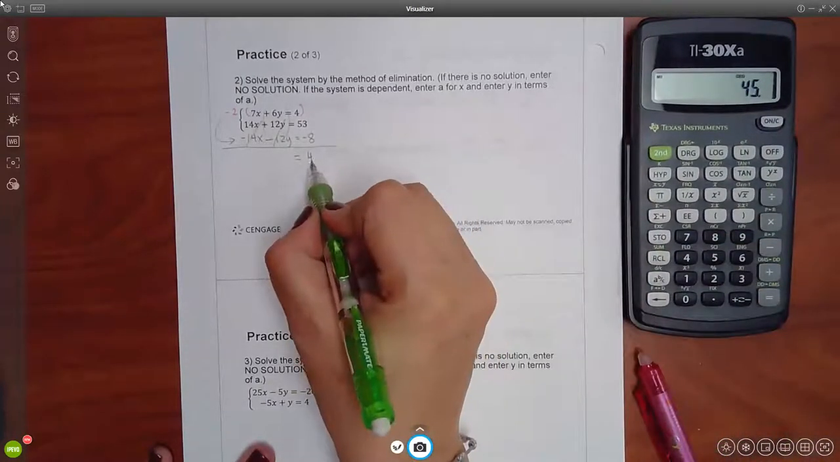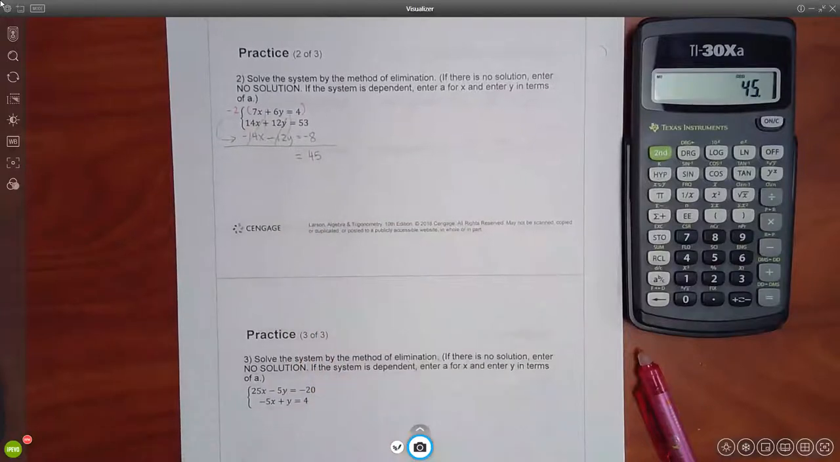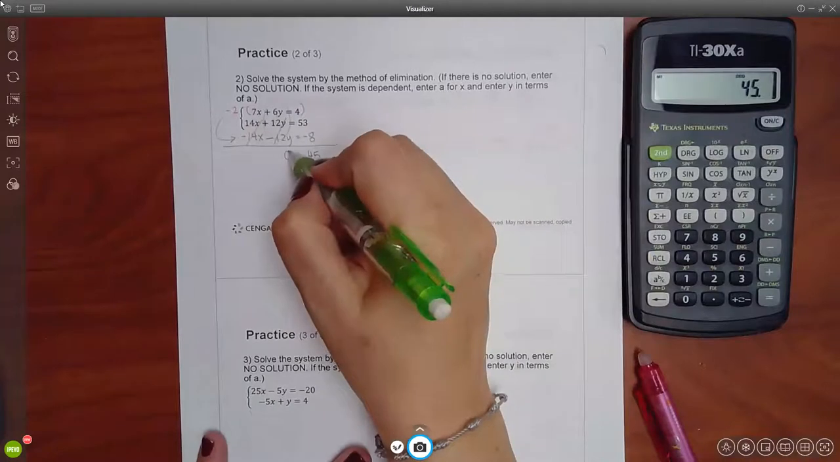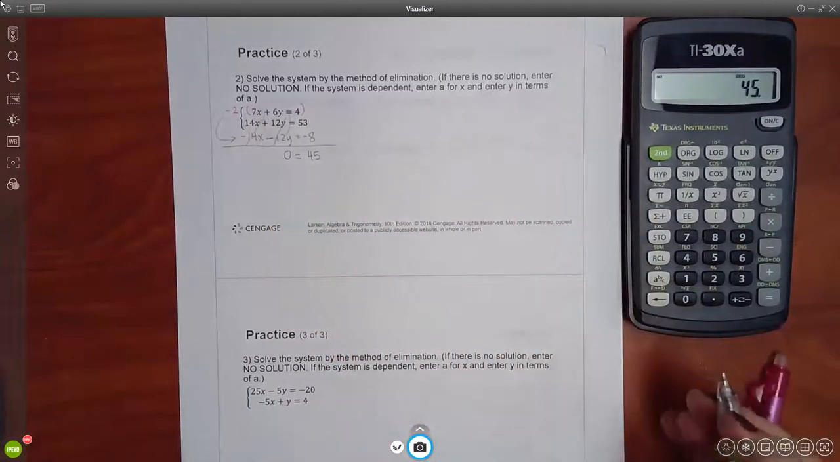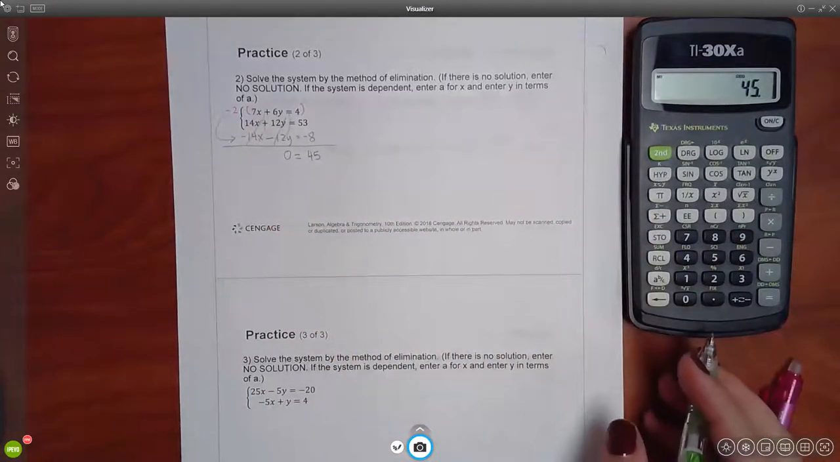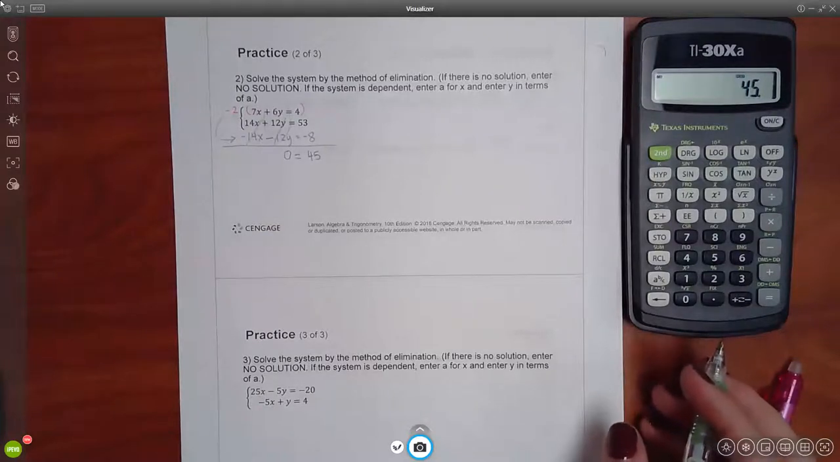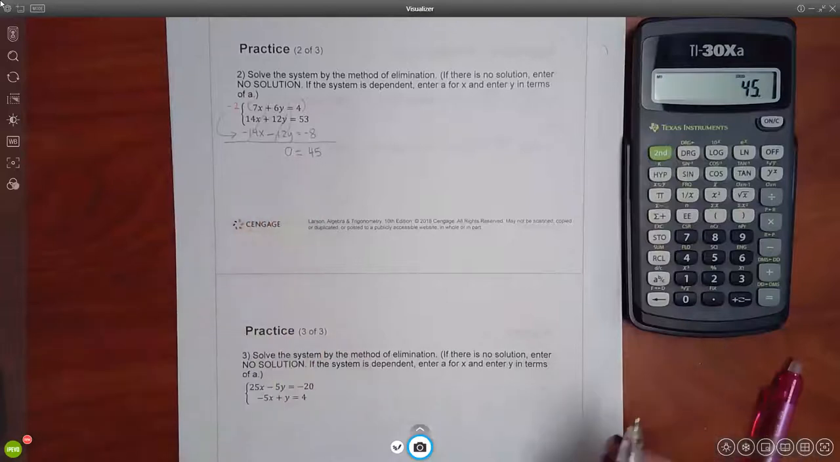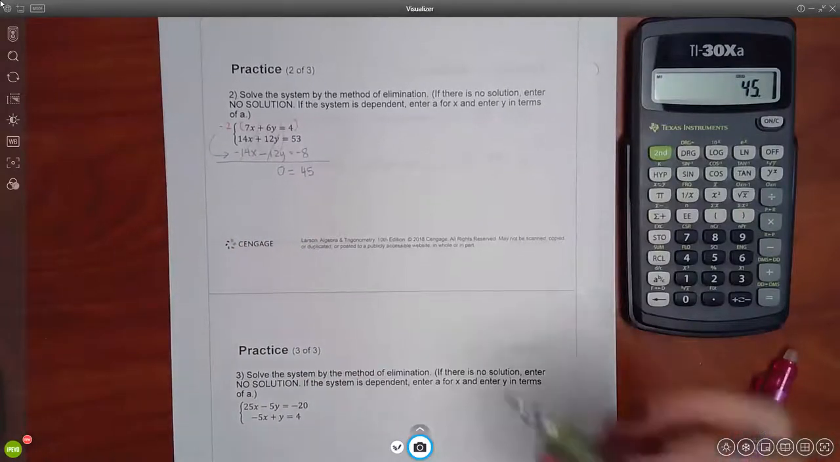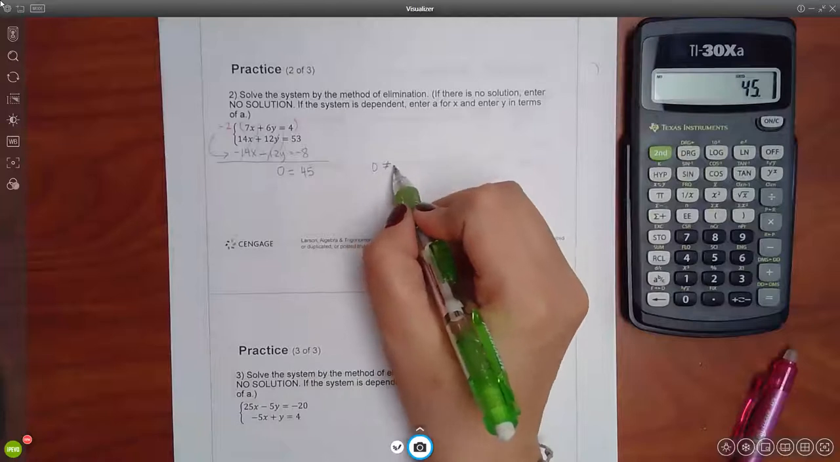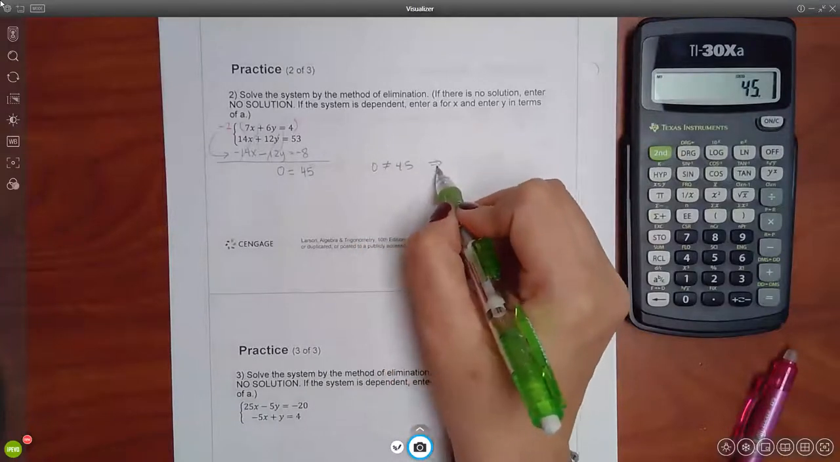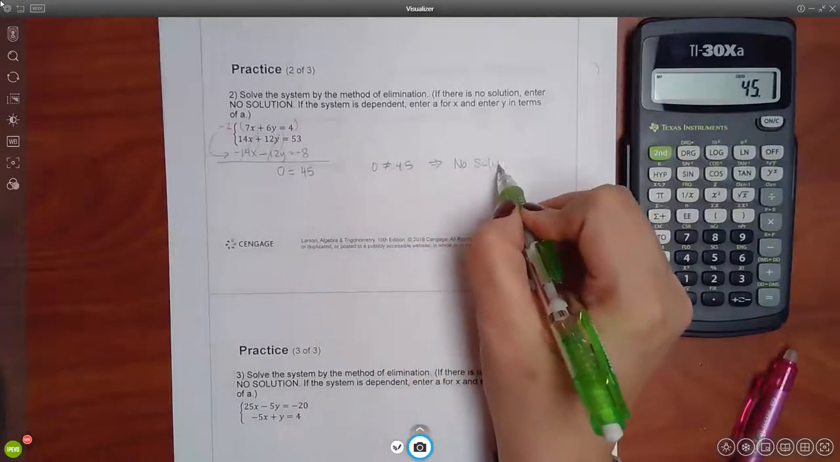And I get 45 on this side. You have to have something on that side of the equation. What happens? What do you get? Both of them wipe out. Zero. You have nothing, right? The numerical value of nothing. Okay. So this is no solution because can zero equal 45? Zero does not equal 45, which means I have no solution.